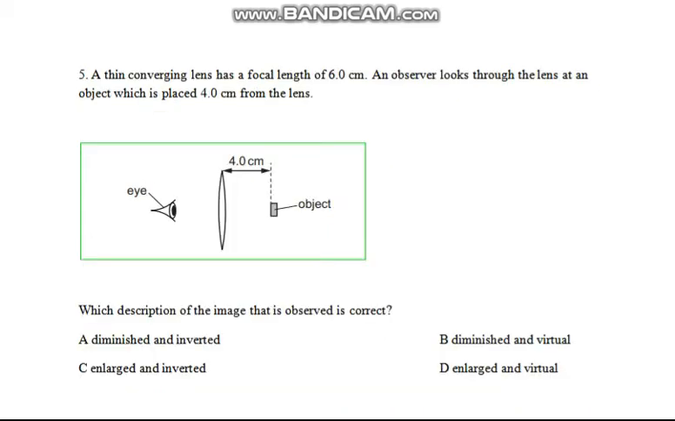Question number 5. A thin converging lens has a focal length of 6 cm. An observer looks through the lens at an object which is placed 4 cm from the lens. So in our case, the object is before the focus. That means it is placed between the optical center and the focus. For such cases, the image is always magnified and it is virtual. So it would be formed on this side and it would be magnified. The correct option is enlarged and virtual.